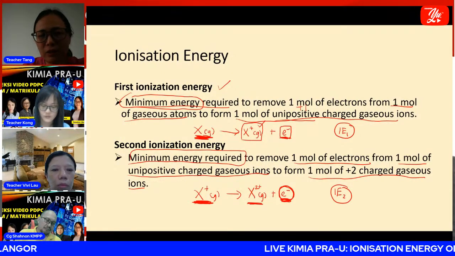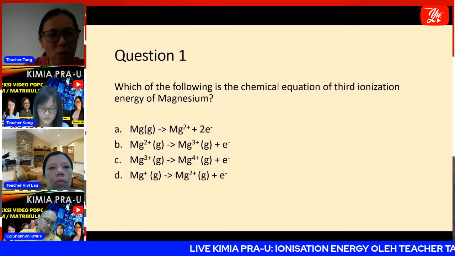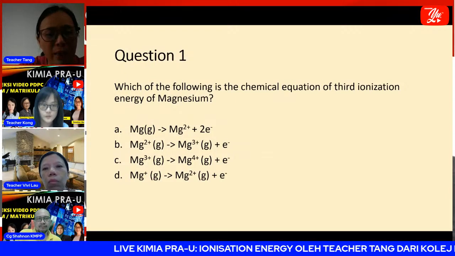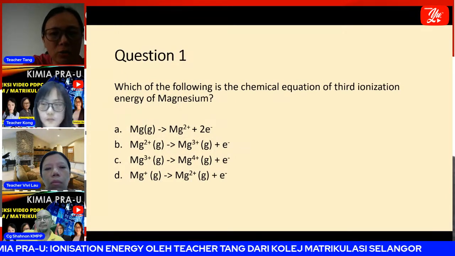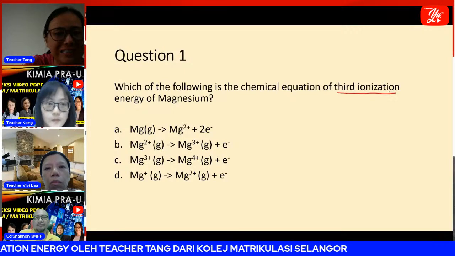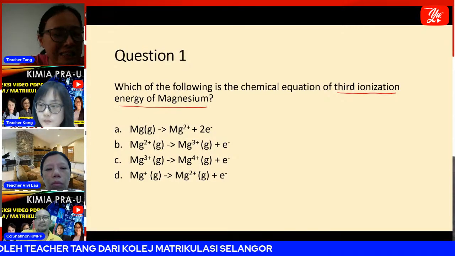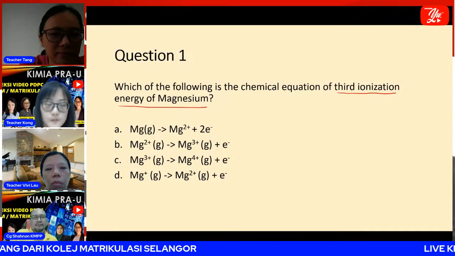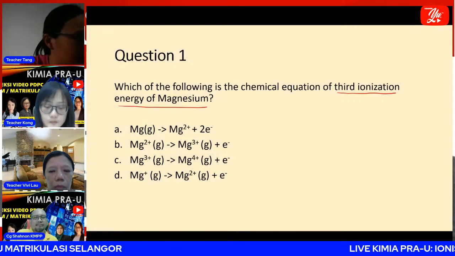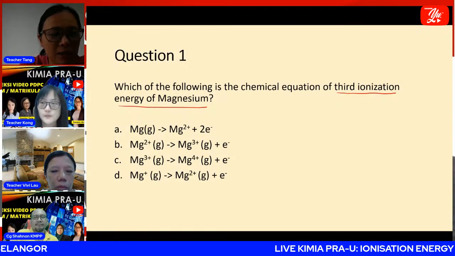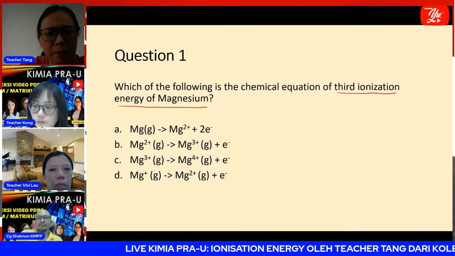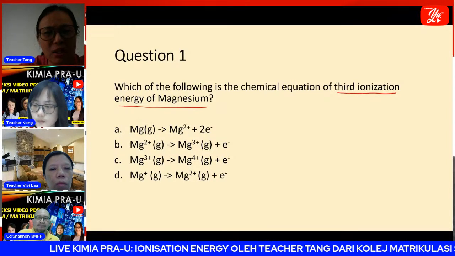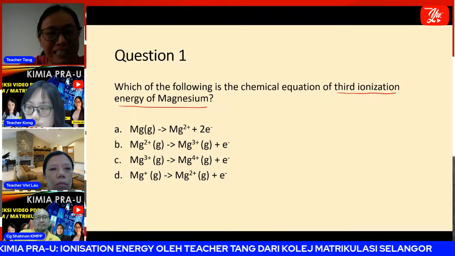Okay, so with this definition, now we move on to look at question 1. Can you tell me which chemical equation represents the third ionization energy of magnesium? You can give your answer in the live chat. Which of the chemical equations represents the third ionization energy of magnesium?